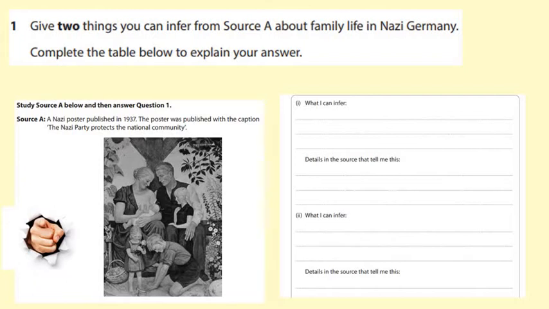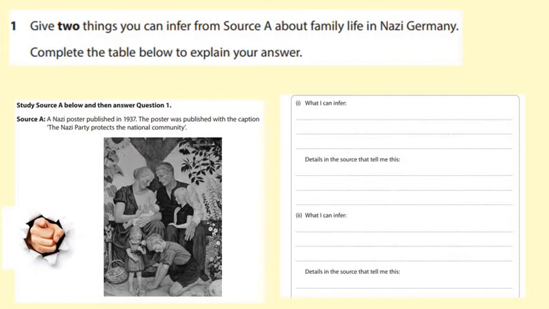The daughters are taking on typical girl roles, caring for children, babies, and the son taking on that typical role of a Nazi boy, showing strength and working. So you should have been able to infer from this picture what family life in Germany was like. And then you should have supported it with a piece of detail that you could see in the picture.